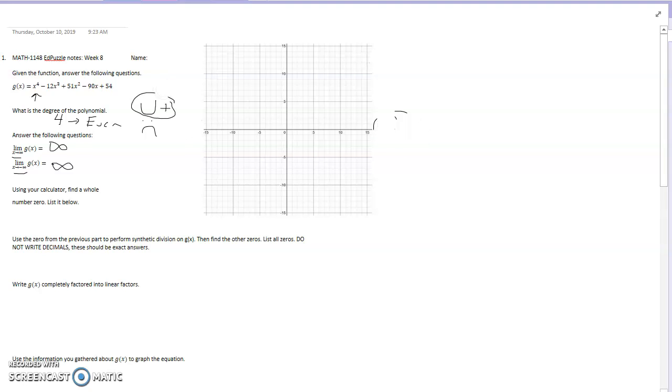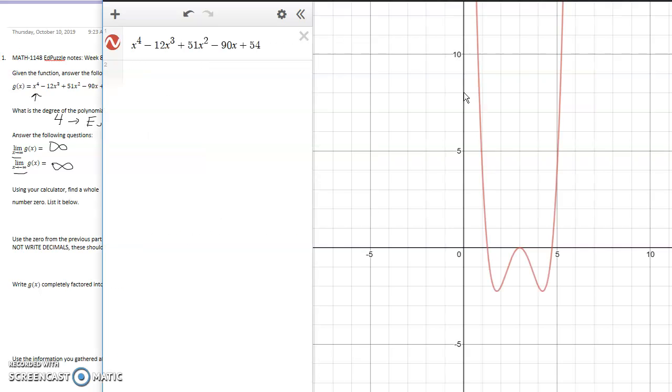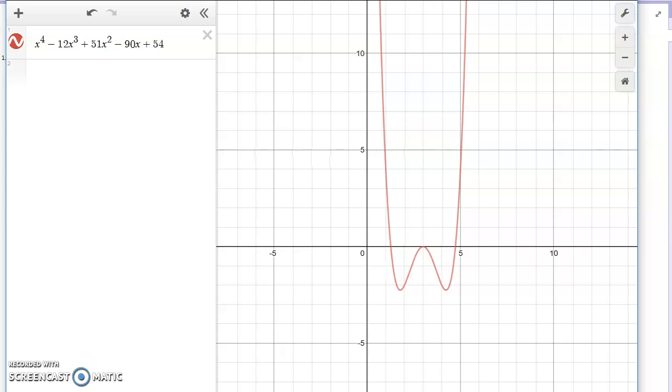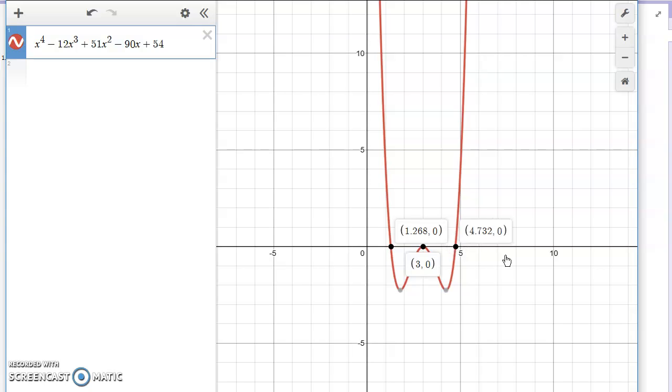The next question asks us to, using your calculator, find a whole number 0 and list it below. So we're going to go ahead and put this in the calculator. If you haven't yet, go ahead and hit pause on the video and put it in the calculator. And when we put this in the calculator, I take a look, and here's my graph, and I can see that I have zeros at, ooh, that's not a nice number. Ooh, that's a good one, 3, and then 4.732.